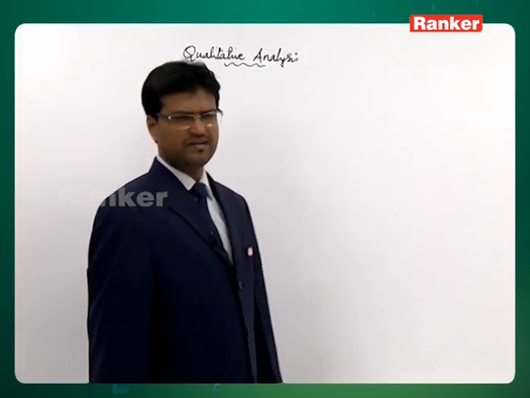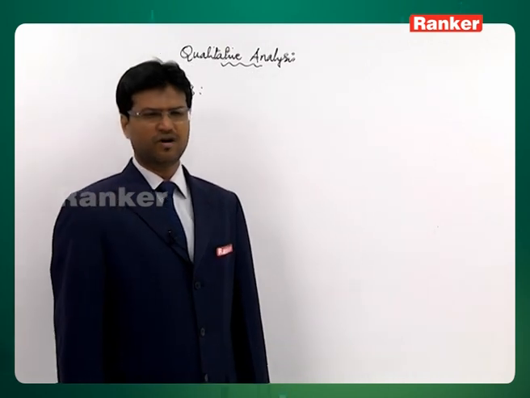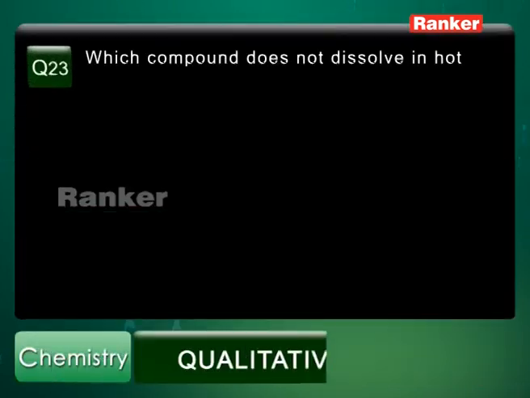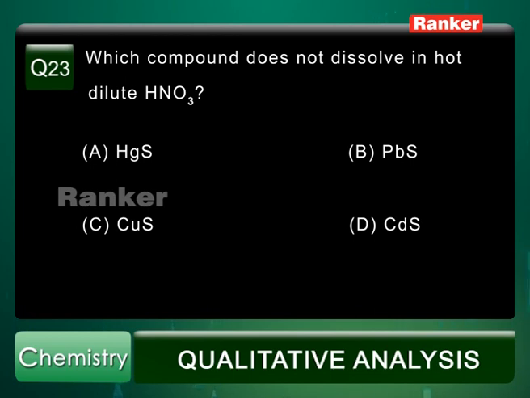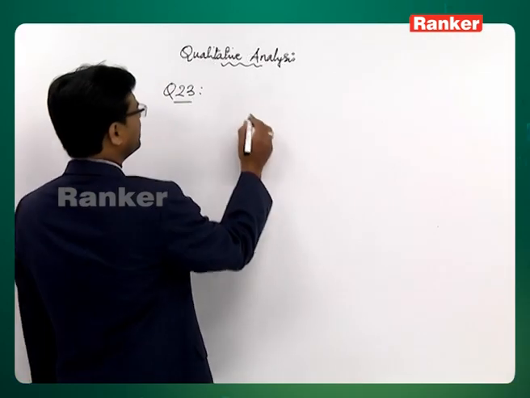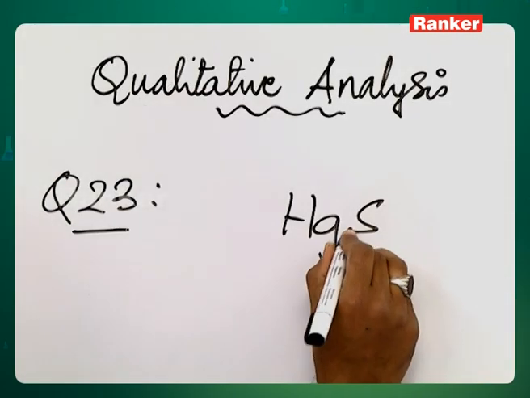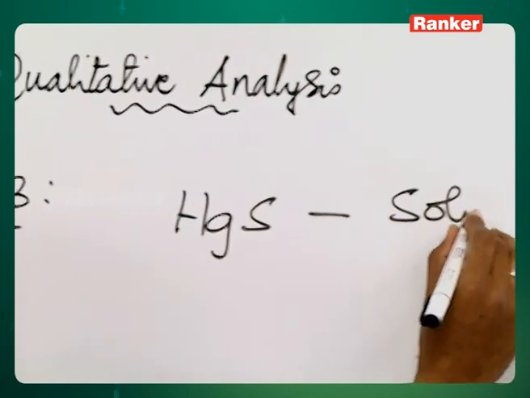Question number 23. Which compound does not dissolve in hot dilute HNO3? A, HgS, B, PbS, C, CuS and D, CdS. The correct answer is HgS. HgS is soluble in aqua regia only.